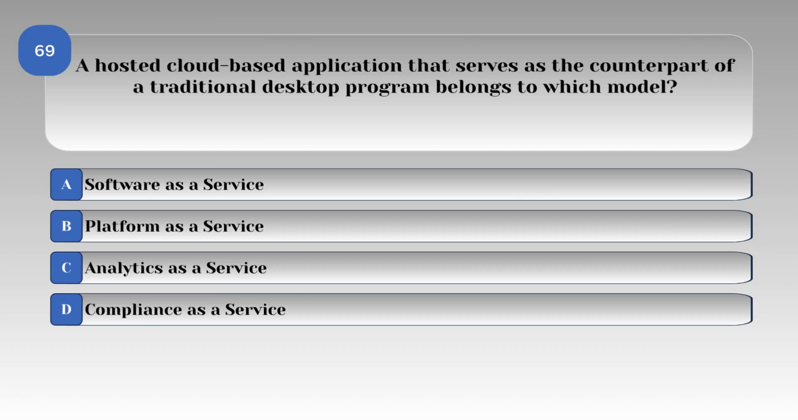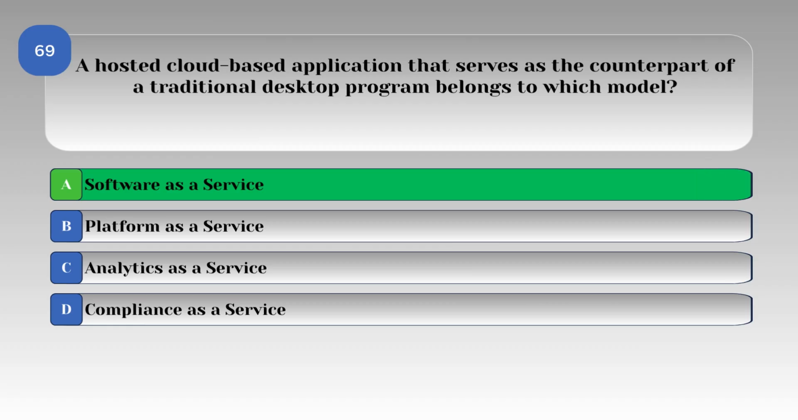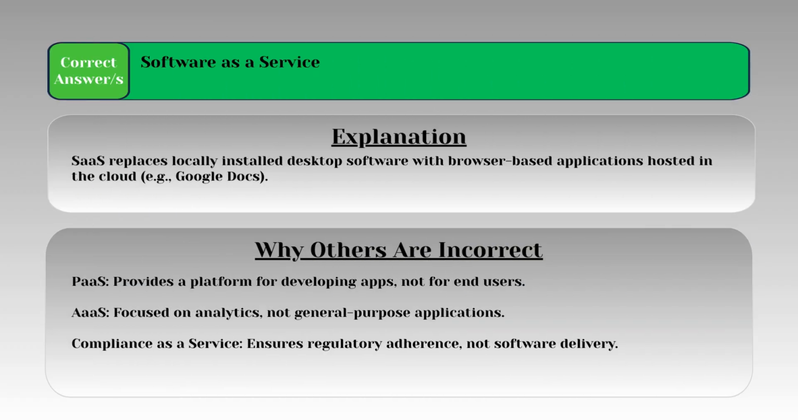A hosted cloud-based application that serves as the counterpart of a traditional desktop program belongs to which model? Correct answer, software as a service. Explanation: SaaS replaces locally installed desktop software with browser-based applications hosted in the cloud. Why others are incorrect: PaaS provides a platform for developing apps, not for end users. IaaS is focused on infrastructure, not general-purpose applications. Compliance as a service ensures regulatory adherence, not software delivery.